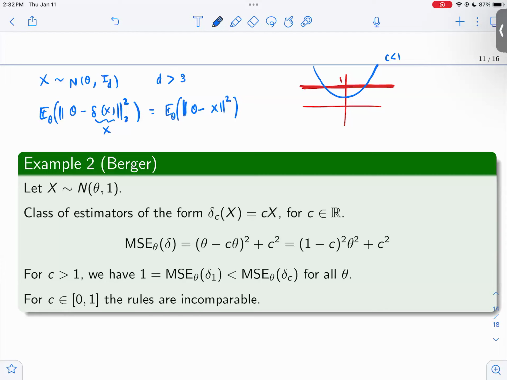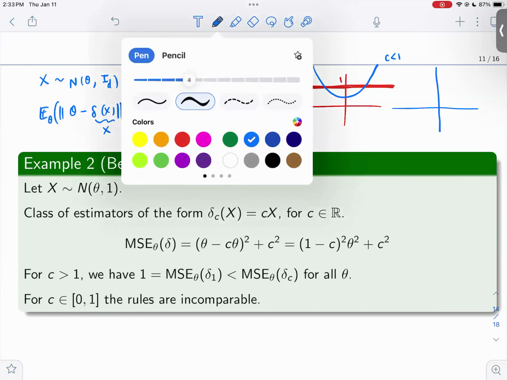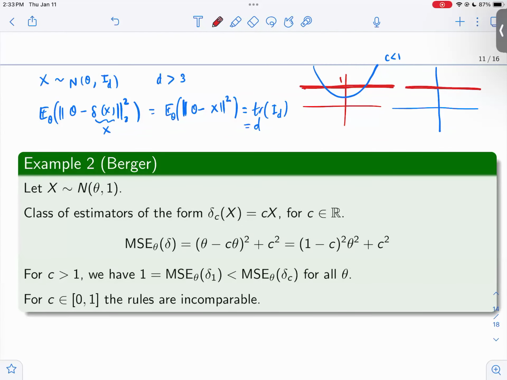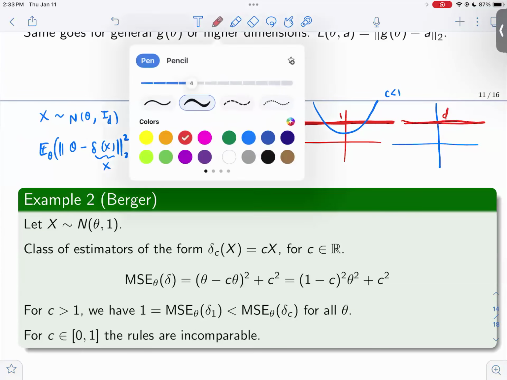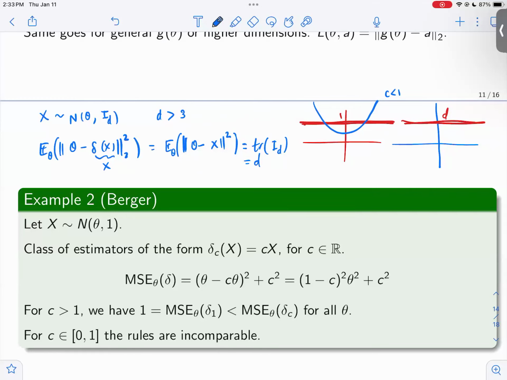It would be the sum of the variances. Another way of saying it is that this is just the trace of the covariance matrix, which would be d. Just do it for yourself. So the risk in this case for the MLE would be d.